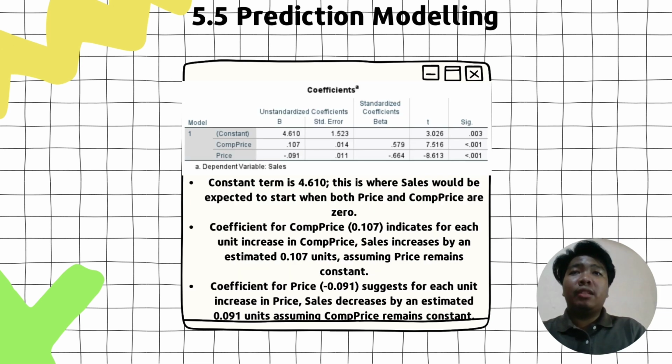Next, we got the coefficient table. The constant term is 4.610. This is where sale would be expected to start when both price and comp price are 0. The coefficient for comp price, 0.107, indicates that for each unit increase in comp price, sale increases by an estimated 0.107 unit, assuming price remains constant. The coefficient for price, negative 0.091, suggests that for each unit increase in price, sale decreases by an estimated 0.091 unit, assuming comp price remains constant.